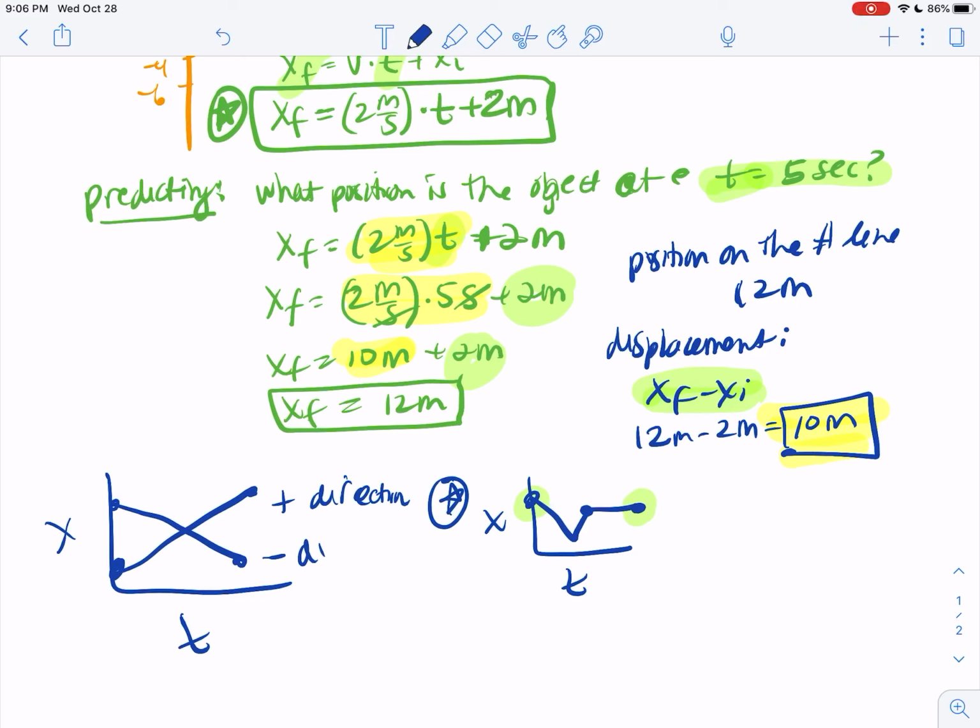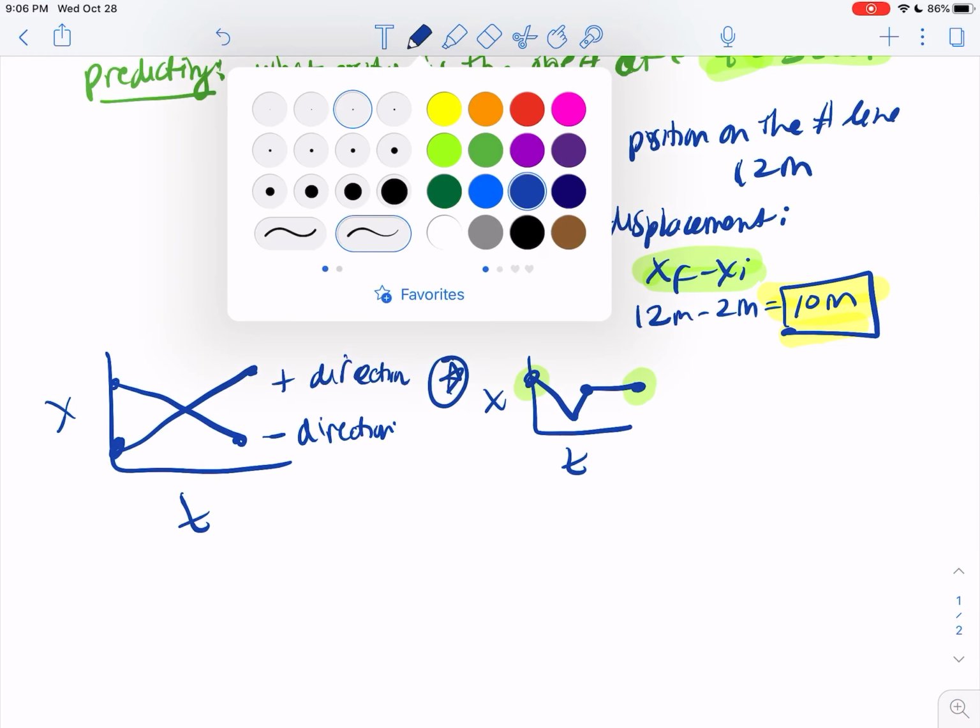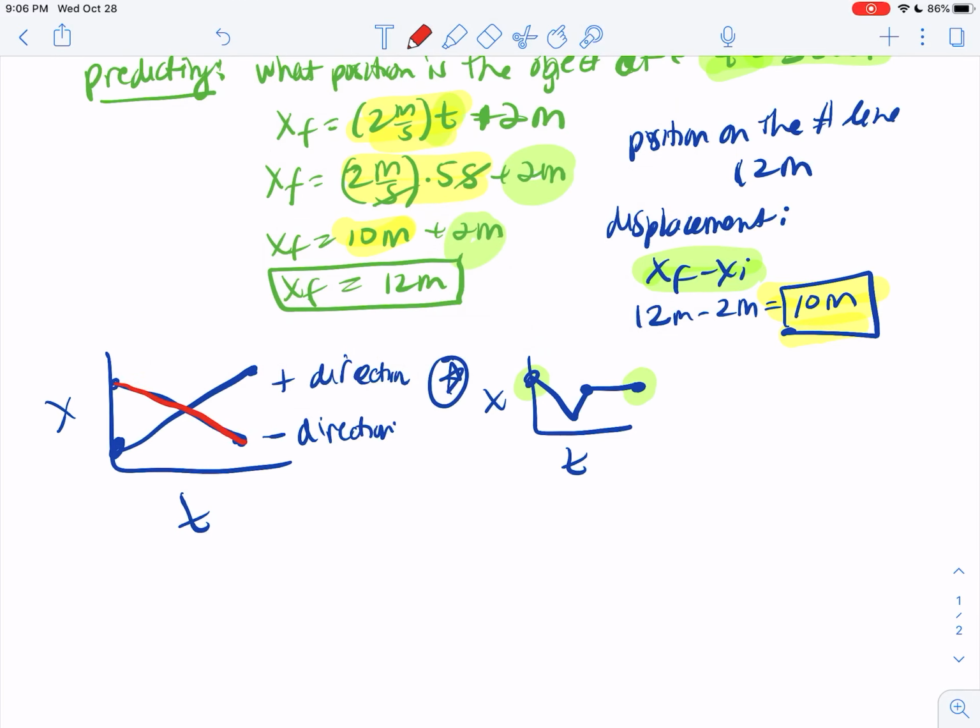Negative slopes are moving in the negative direction. So you should be able to relatively compare what's happening. And if this were two different objects, like I know we're very fond of saying red and blue.